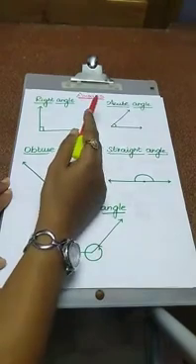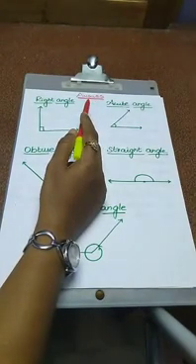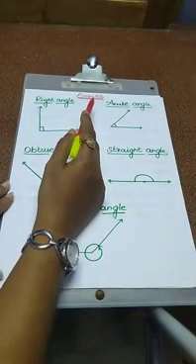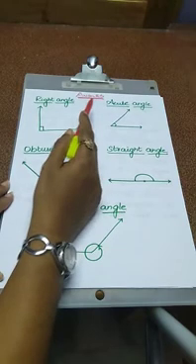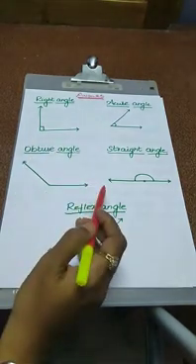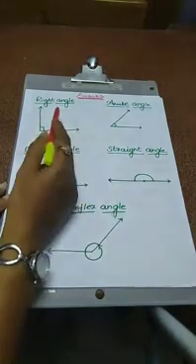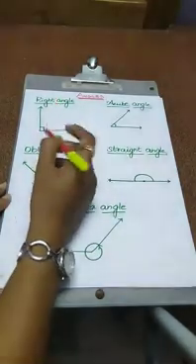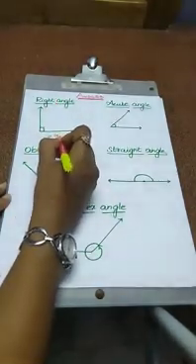Next one is angles. Actually, what is an angle? Two rays starting from a common endpoint form an angle. Here we are going to discuss the types of angles. The first one is the right angle. Actually, a right angle means exactly 90 degrees.